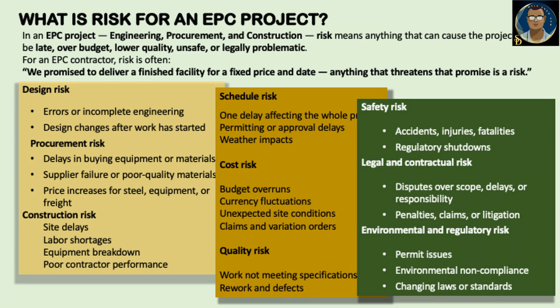Some examples: design risk, such as errors or incomplete engineering, design changes after work has started. Procurement risk, such as delays in buying equipment or material, supplier failure or poor quality of material, price increases for steel, equipment or freight. Construction risk, such as site delays, labor shortage, equipment breakdown, poor contractor performance. Schedule risk, such as permitting or approval delays, weather impacts. These can all be included in the project schedule risk, meaning if this risk comes, it can delay the schedule or plan of project completion.